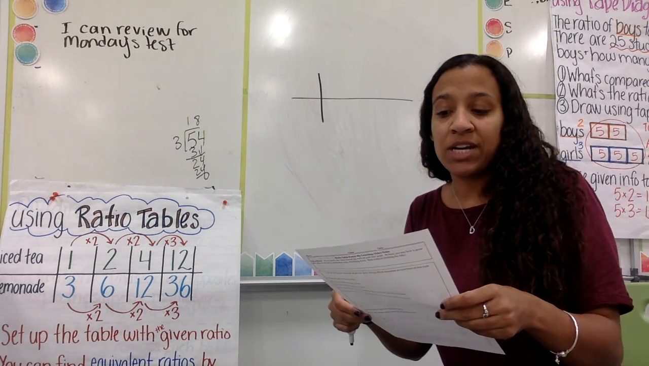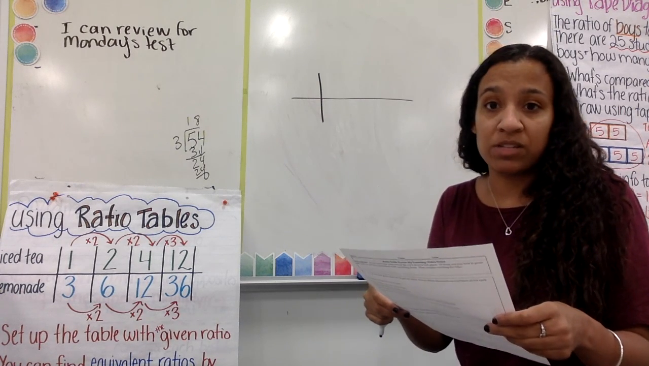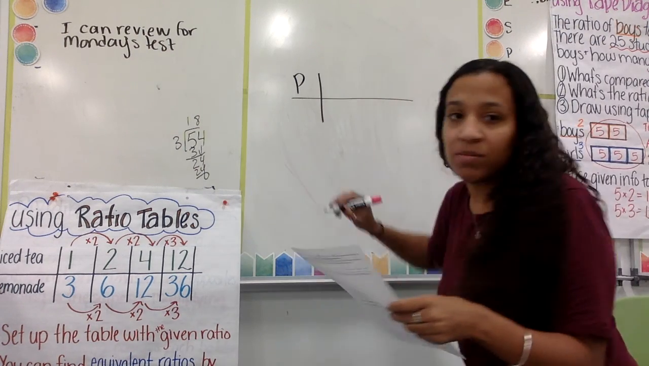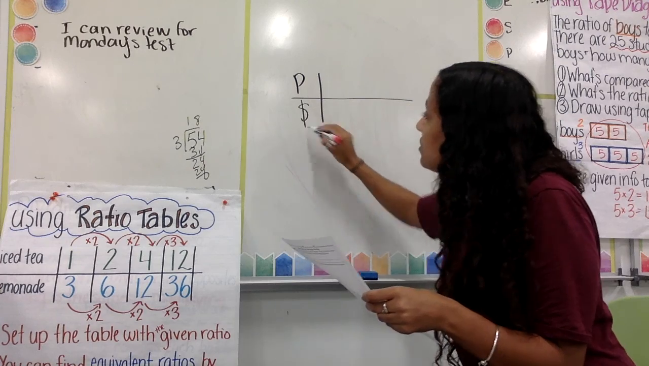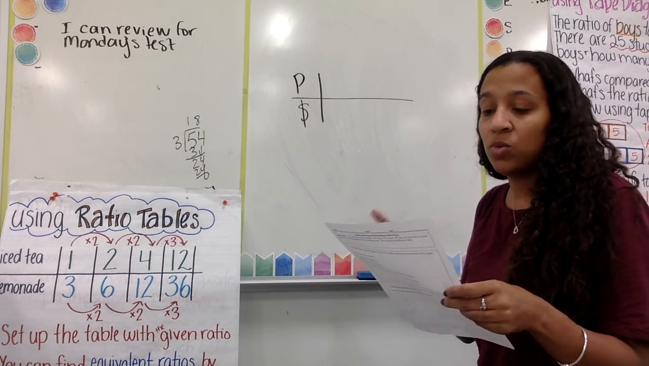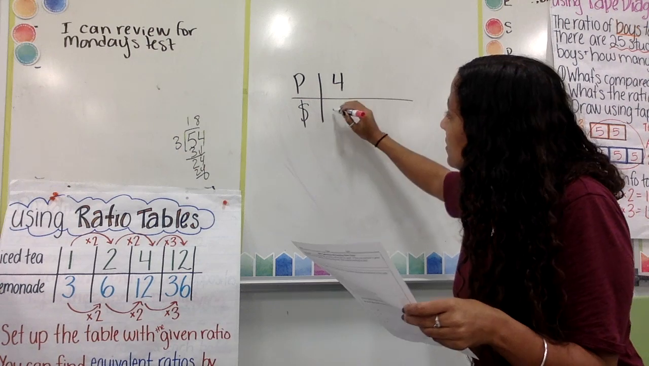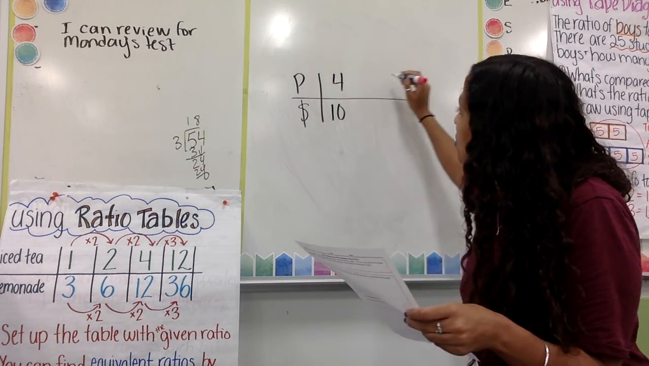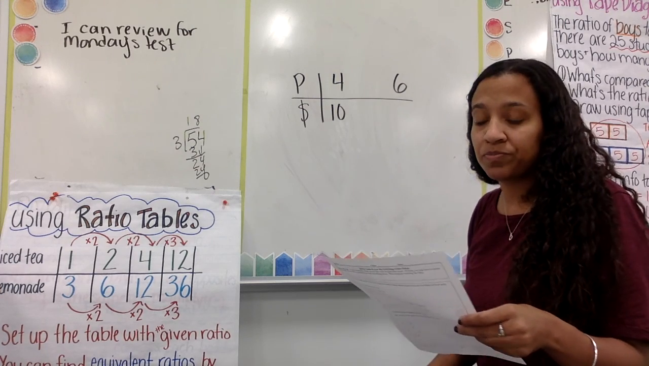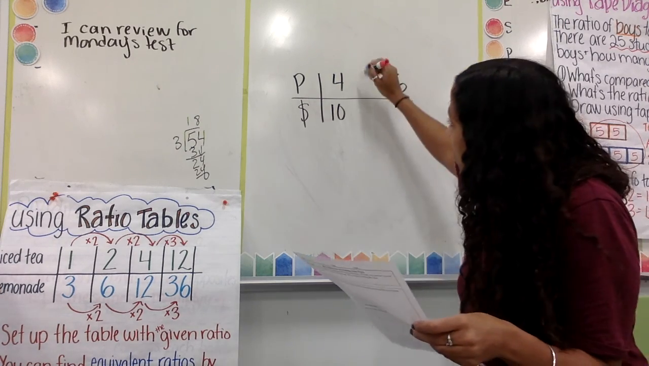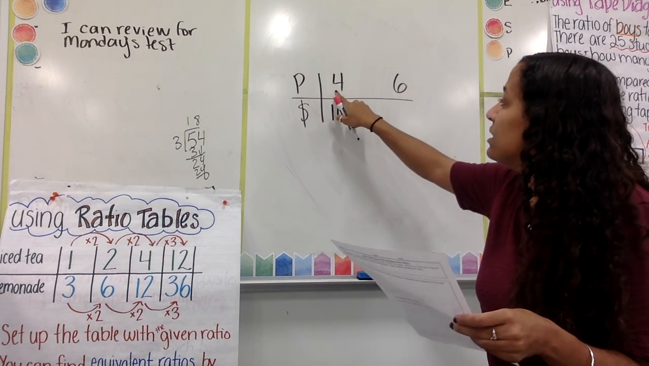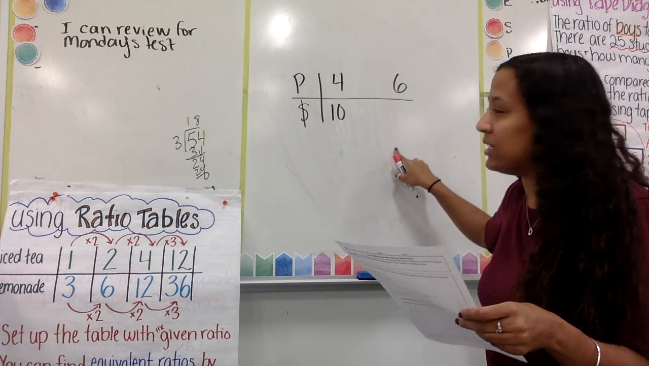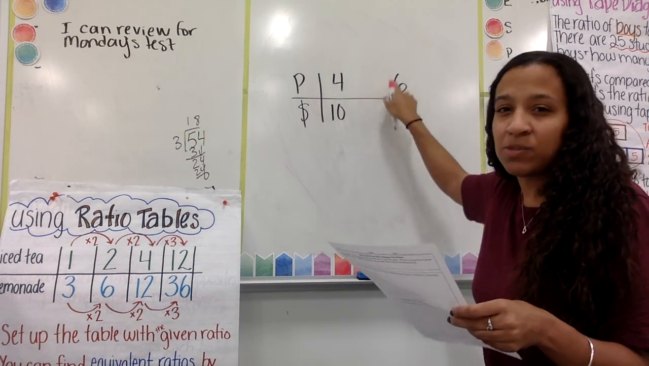Cheryl bought 4 pints of ice cream for $10. How much would it cost for 6 pints of ice cream? What's being compared? The number of pints to the cost. What's the ratio? 4 pints to $10. What do I want to know? How much it would cost for 6 pints. Now, I've got my ratio table set up. What I notice is that I don't know how to get from 4 to 6. I know I'm adding 2, but then I don't know what to add here. I can't multiply to get to 6.